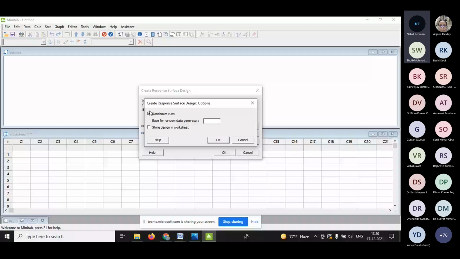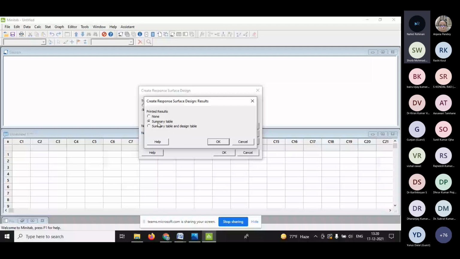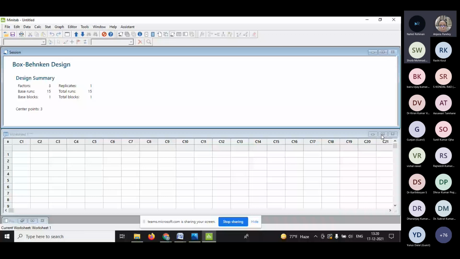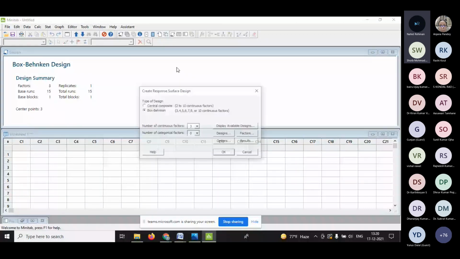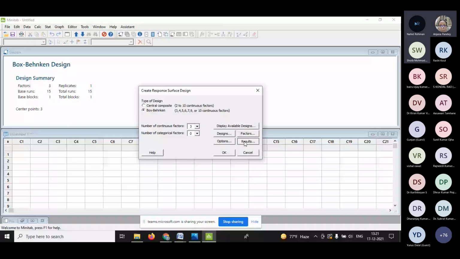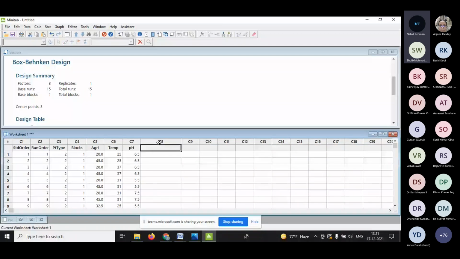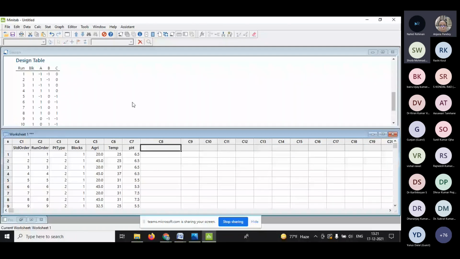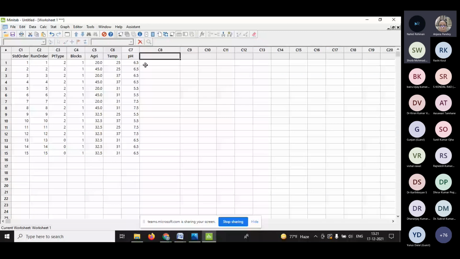And then create response surface design. For 3 factors it is showing that the number of runs will be 15. So this is the table which you will obtain, where in run number 1 these are the combinations, and in these combinations 15 runs will be prepared.